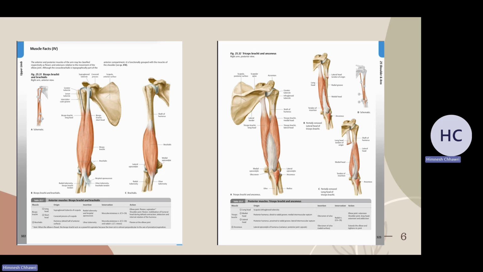Long head originates from the infraglenoid tubercle. Then we have the medial head. The medial head originates from the posterior surface of the humerus, distal to the radial groove. So what is the radial groove? Radial groove is basically a groove which is formed by the movement of the radial nerve. The radial nerve moves and forms a groove. So it's distal to the groove, whereas the lateral head is proximal to the radial groove.